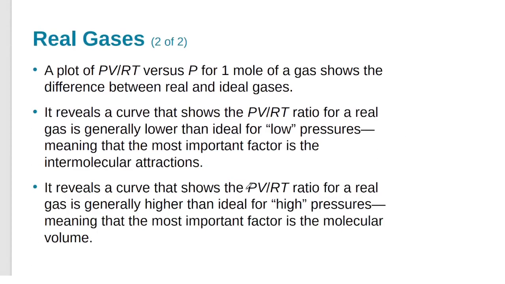If you plot PV over RT versus P on a graph for 1 mole of a gas, you can show the difference between real and ideal gases. It reveals a curve that shows the PV over RT ratio for a real gas is lower than for an ideal gas at low pressures, meaning that the most important factor is the intermolecular interactions. And it also reveals that the PV over RT ratio for a real gas is higher than ideal at high pressure, meaning the most important factor there is the molecular volume.